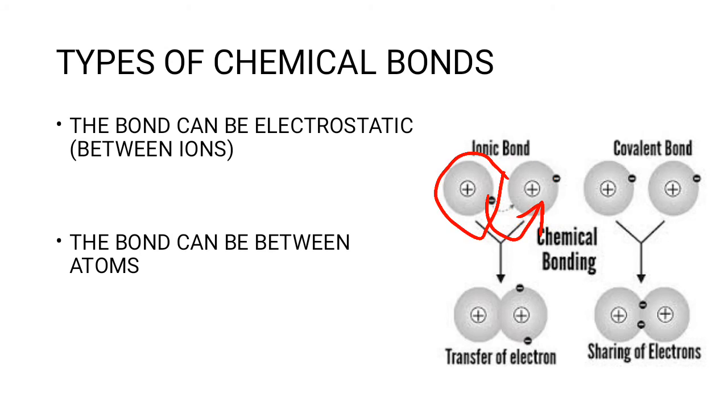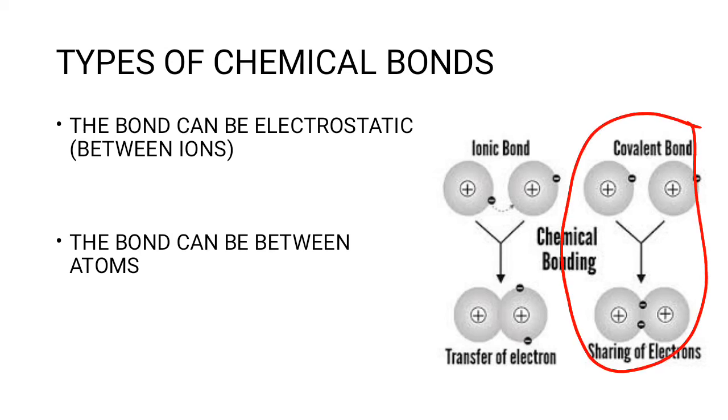But on the other hand, when they share their electrons mutually, then they form a covalent bond, as in the case of this. The covalent bond is formed when a pair of electrons is equally or mutually shared between atoms, making a covalent compound.